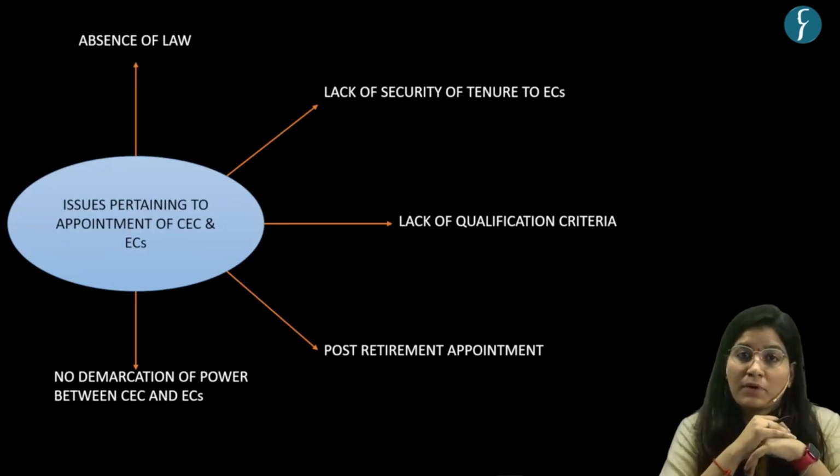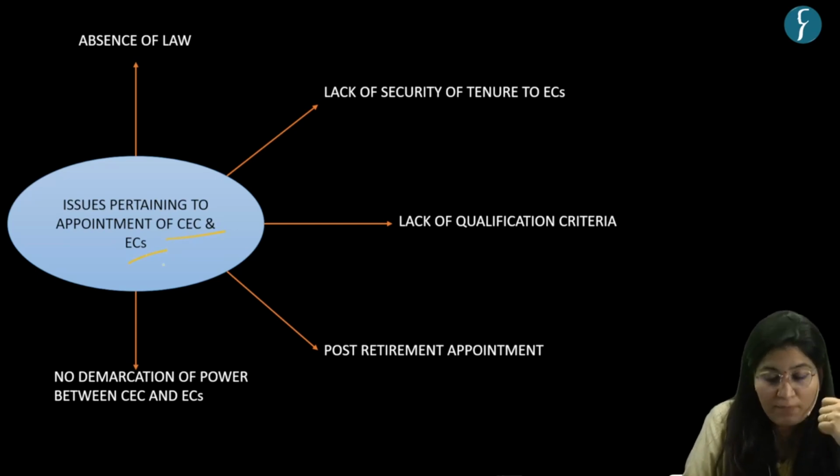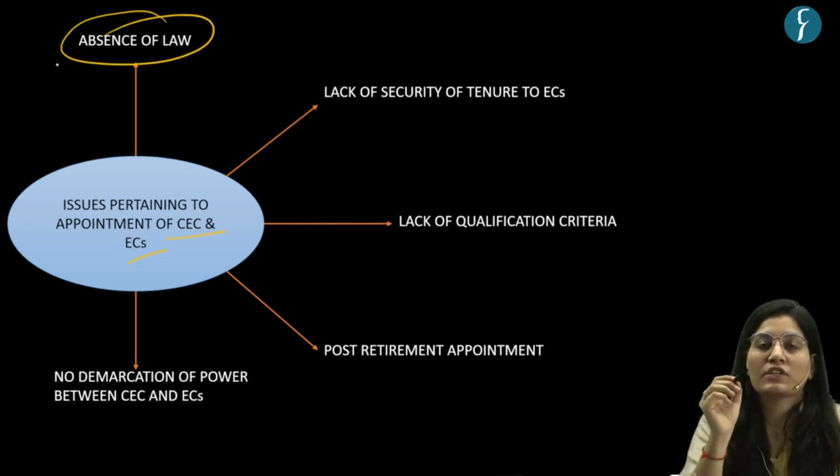So why did the government bring the bill? Because there were issues pertaining to the appointment of the chief election commissioner and election commissioners. The first is the absence of law. Now, how is it an issue?